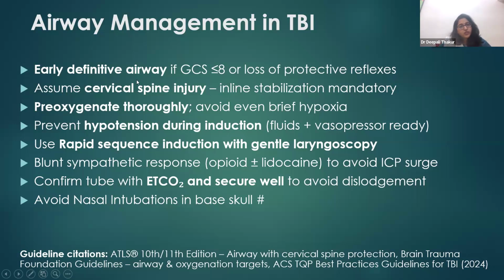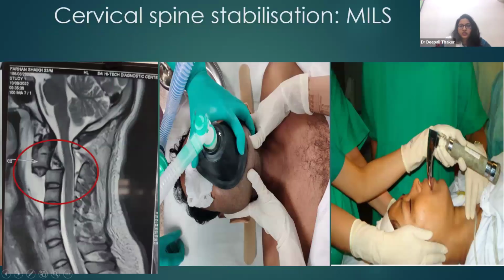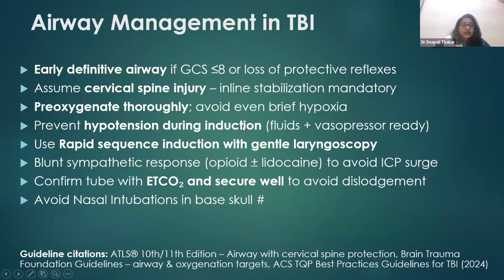Also, you have to assume that all these trauma patients are full stomach. So rapid sequence induction with gentle laryngoscopy is mandatory. Pre-oxygenation to avoid hypoxia is very, very important because that is the leading cause of cerebral injury. Prevent hypotension during induction because this again is going to aggravate the secondary brain injury. So at receiving, when you are securing airways, having an understanding of these principles is very important. Keep your fluids ready and keep your vasopressors ready.